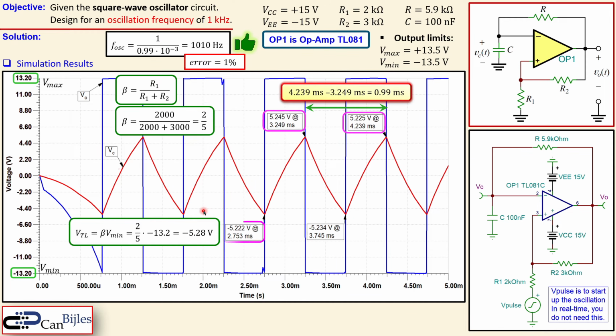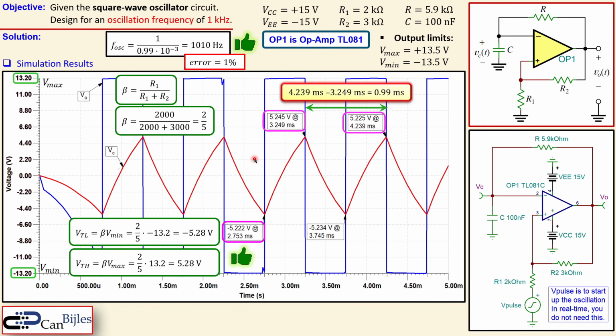And looking also at the threshold high, which is beta times V max, which is then 2 over 5 times this maximum value, which in our calculation gives 5.28 volts, and this is now 5.25 or 5.23, depending on the location where you measure it. So it is again very close to the simulated results here. So it is also perfectly fine.